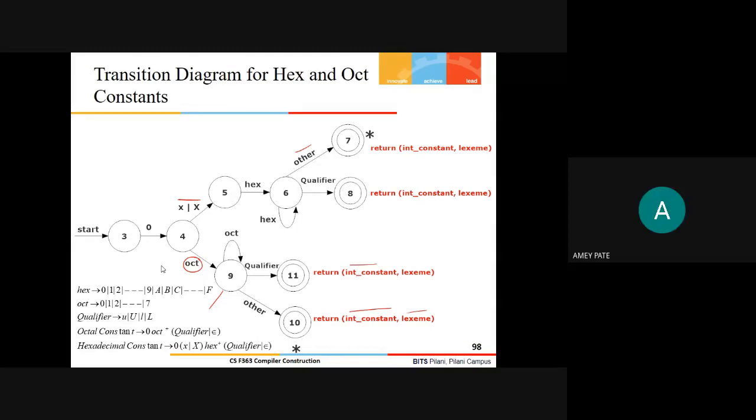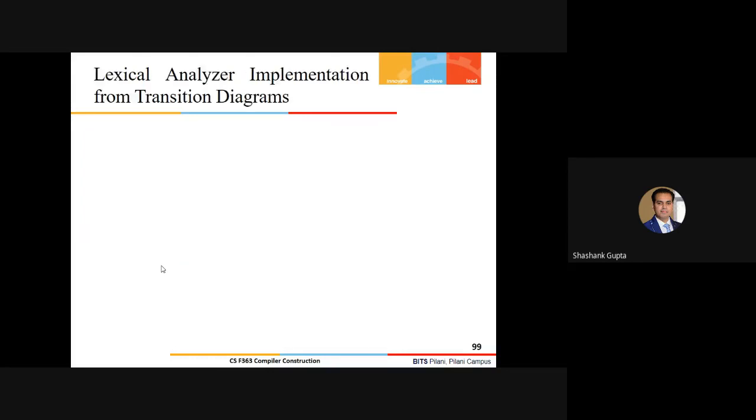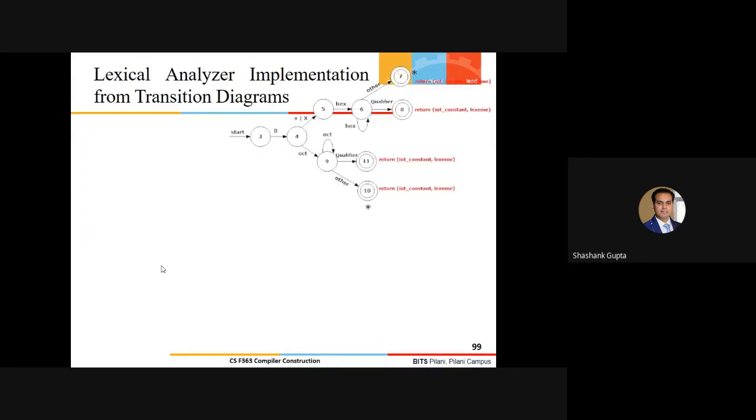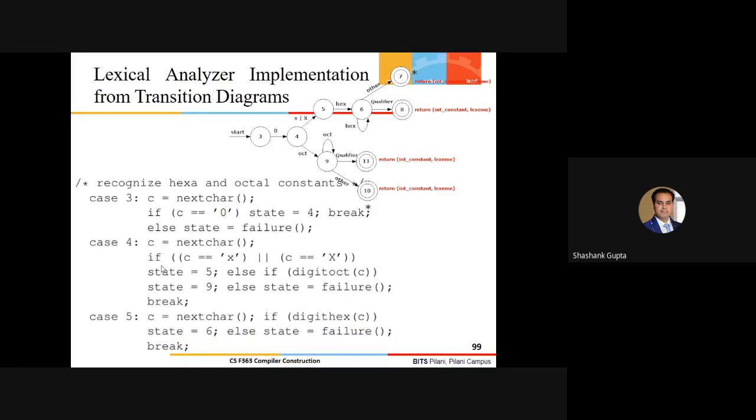Yes, sir. Fine. So let's look at its actual implementation, which we have seen last time also. So again, the same thing. I have just kept this as a flag so that we can see what exactly we're doing as part of implementation. So again, we'll include those switch cases. So from state 3 as part of switch case 3, we'll read the next character, and if it is a 0, then we'll redirect ourselves to state 4 and we'll completely come out from that particular case here. Otherwise, we'll simply say that state equals failure.